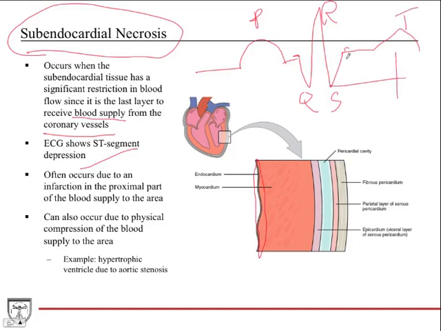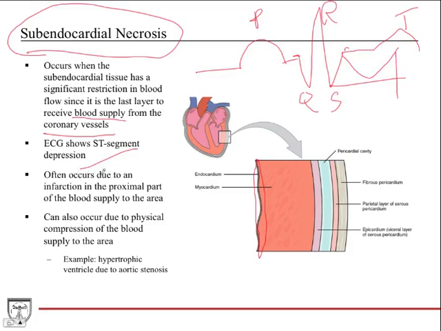So from here to here, you'll see kind of a depression on the EKG, and that can be indicative of subendocardial necrosis. Versus on the next slide, we'll talk about transmural necrosis, which is where the entire wall is ischemic and necrotic. That actually leads to ST elevation.